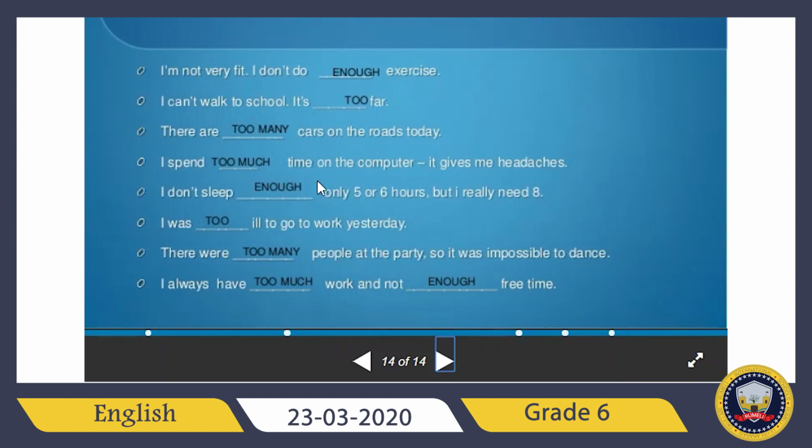"I spend too much time on the computer. It gives me headaches. I can't sleep enough. Only 5 or 6 hours, but I really need 8." "I was too ill to go to work yesterday." "There were too many people at the party, so it was impossible to dance." "I always have too much work and not enough free time." You see, there is a noun here, and we have "enough" here, so you're supposed to bring "enough" before the noun.